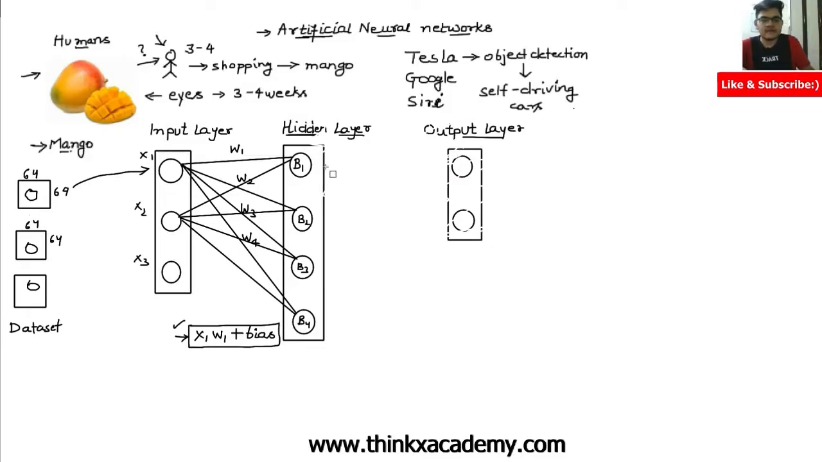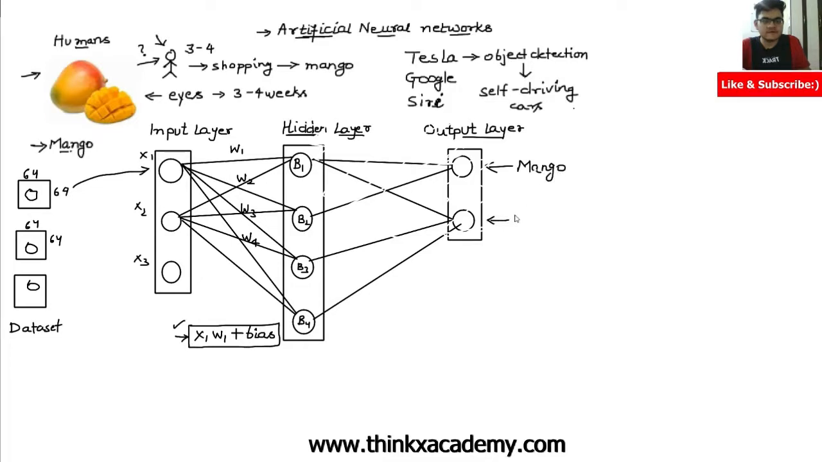So here I will make a channel to the output layer like this, right? And like this, I will make all the channels in the same manner, and we will get the output as a mango or not a mango, right? So let's say this one represents that it is a mango, and let's say this one represents that it is not a mango.